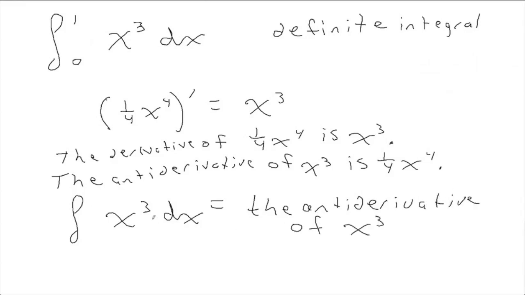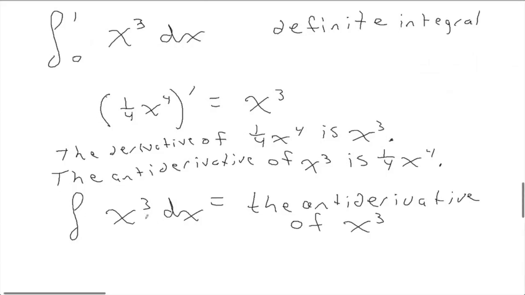So this is the symbol for taking an antiderivative. But wait, isn't that the same symbol we used here? Well, no, the mathematicians would say. You're not looking carefully enough. This is the symbol when we don't put in numbers.